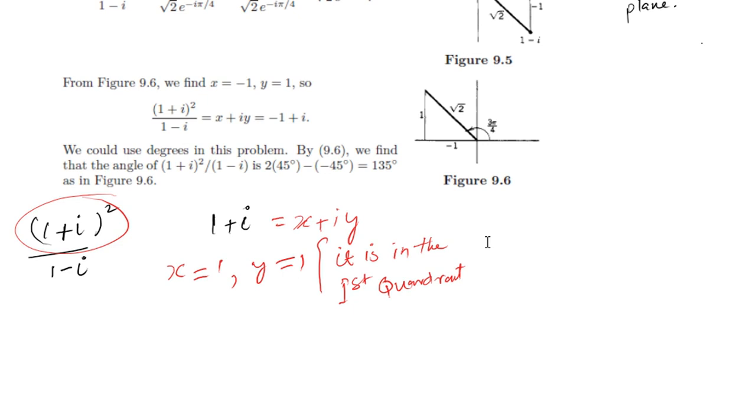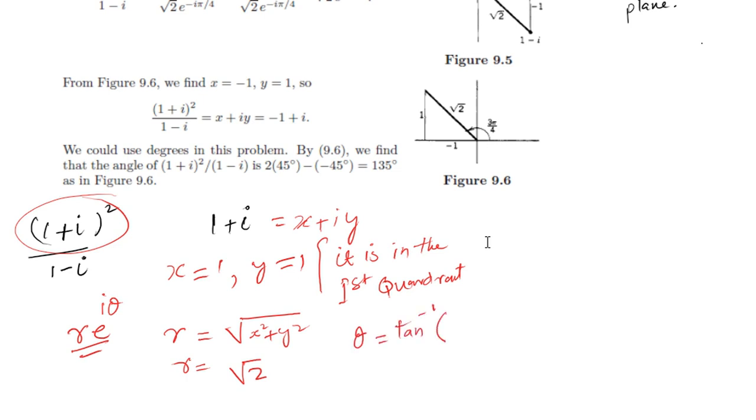Let's determine r. Now we want to express this in the form of r e to the power iota theta. So what is r then? r is simply the square root of x squared plus y squared. So that would be square root of 2. What is theta? Theta you determine by taking tan inverse of y over x, that is 1 over 1, and that you know already, we have done this problem before. So the theta is now pi over 4.